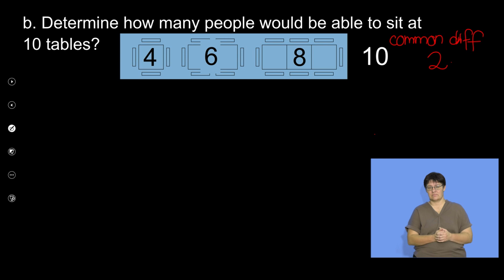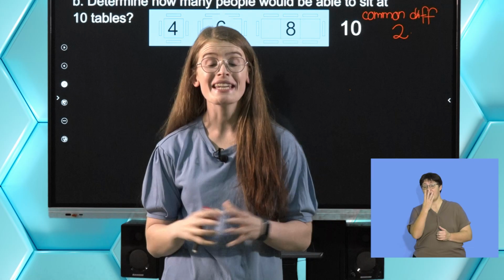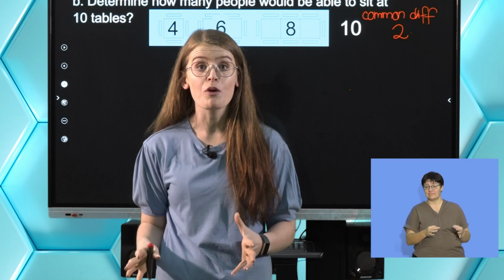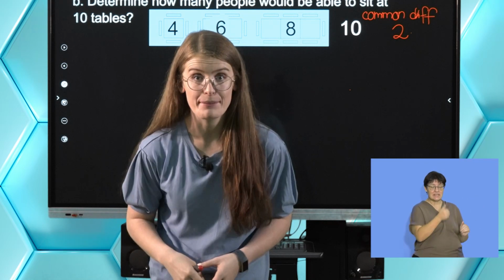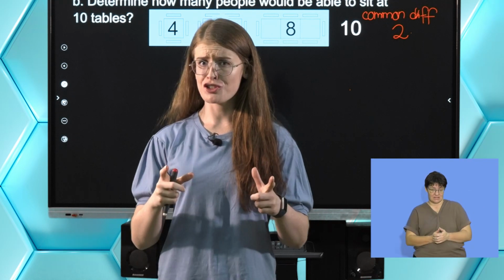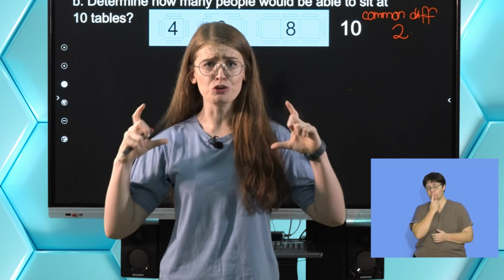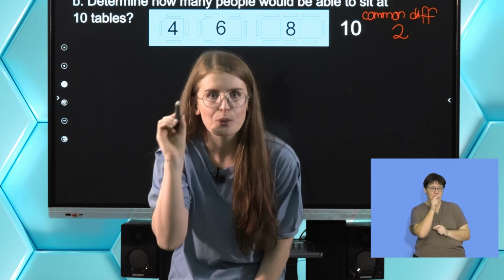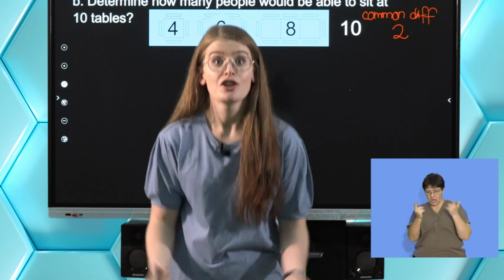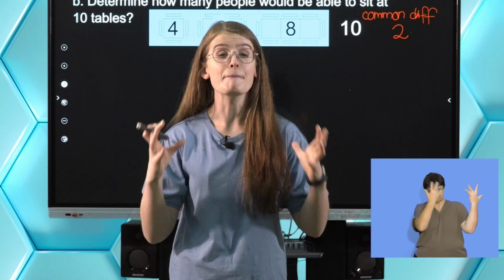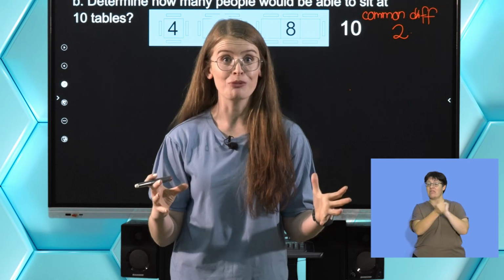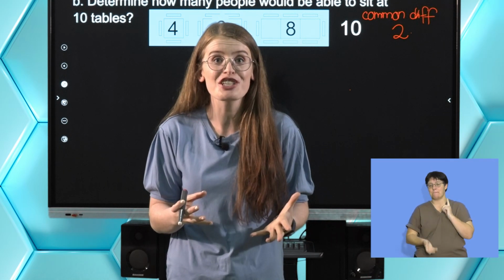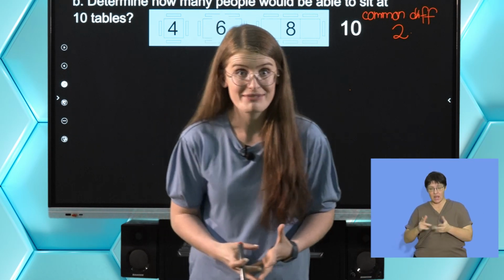The question that has been asked of us is to determine how many students will be sitting at 10 tables. Now what we're going to do is try and find a mathematical rule to help me, instead of me sitting and drawing 10 little squares, which would be a bit of a mission. So let's look at the mathematical rule that could help me determine how many students will be sitting at 10 tables.